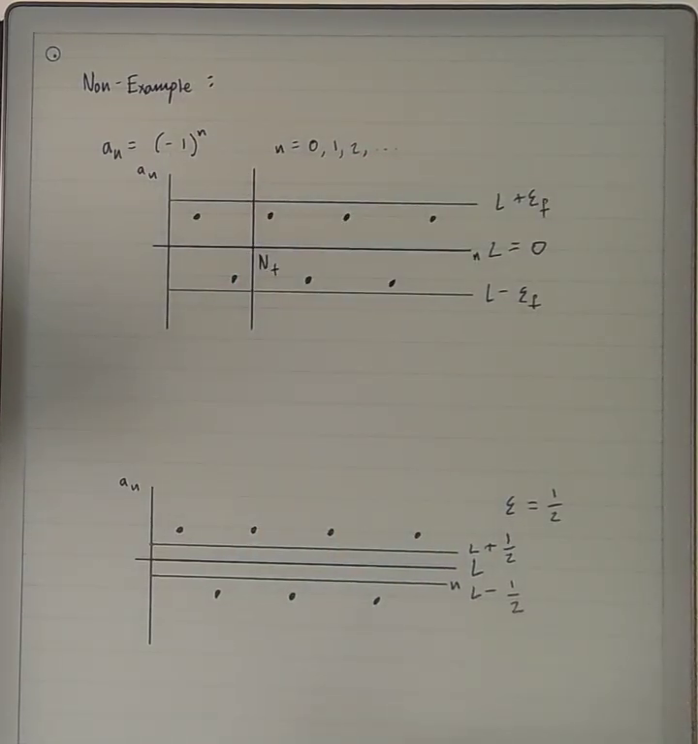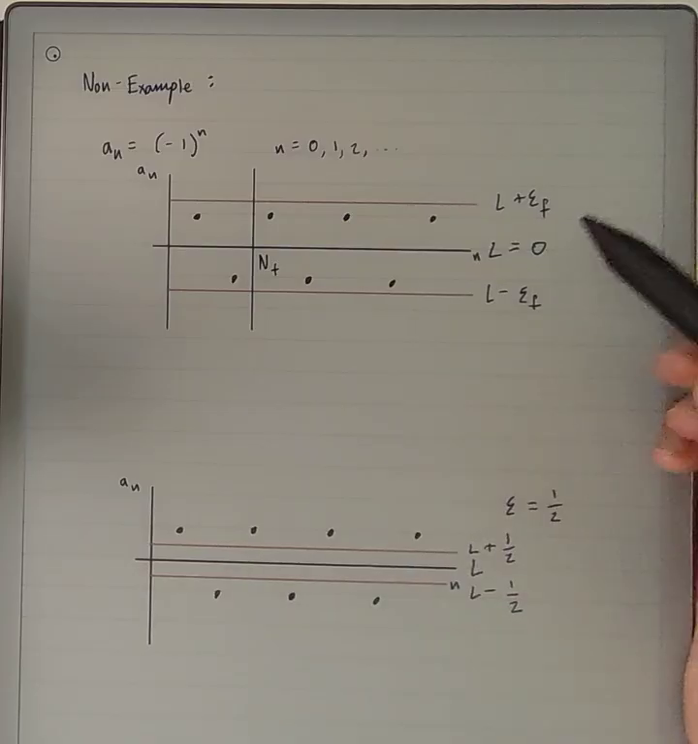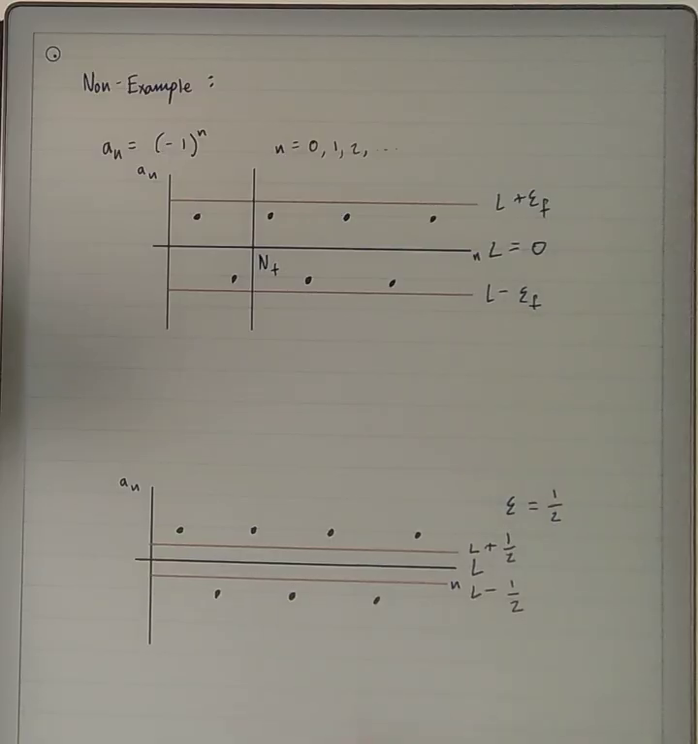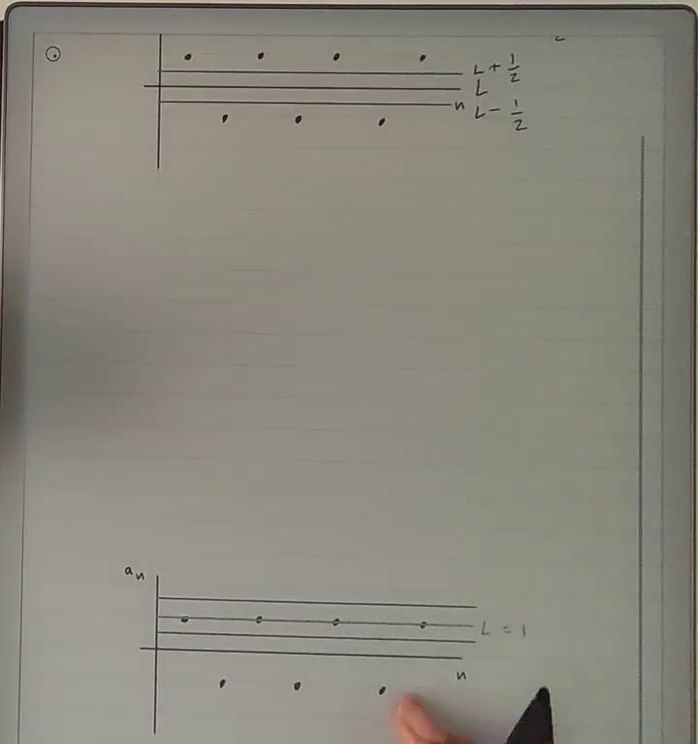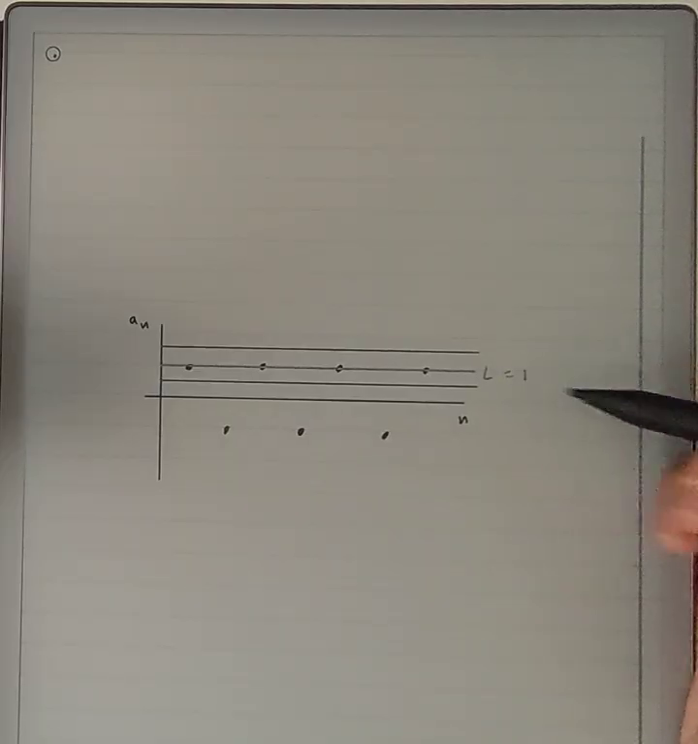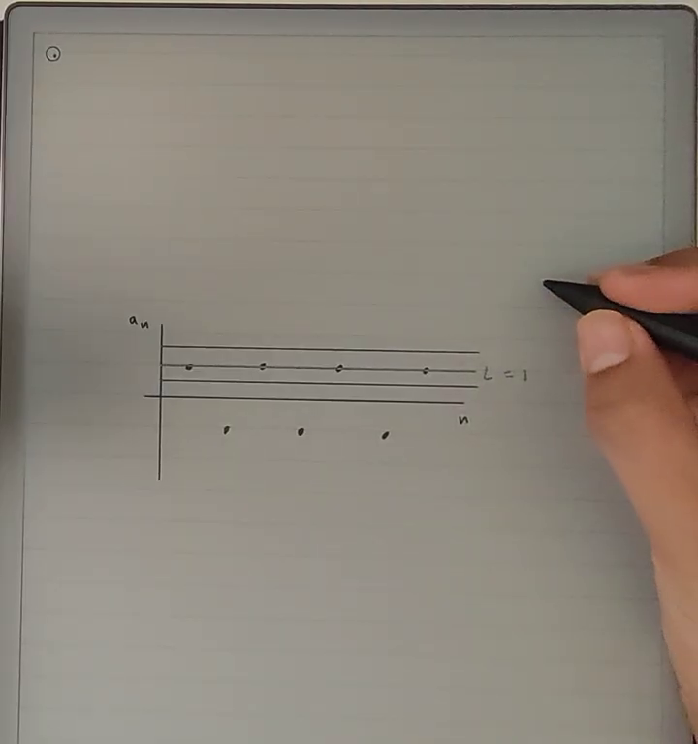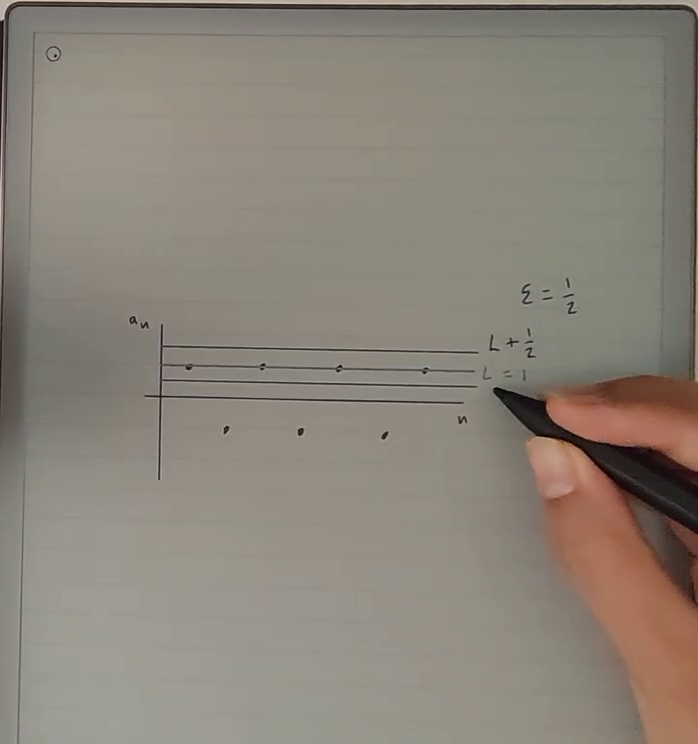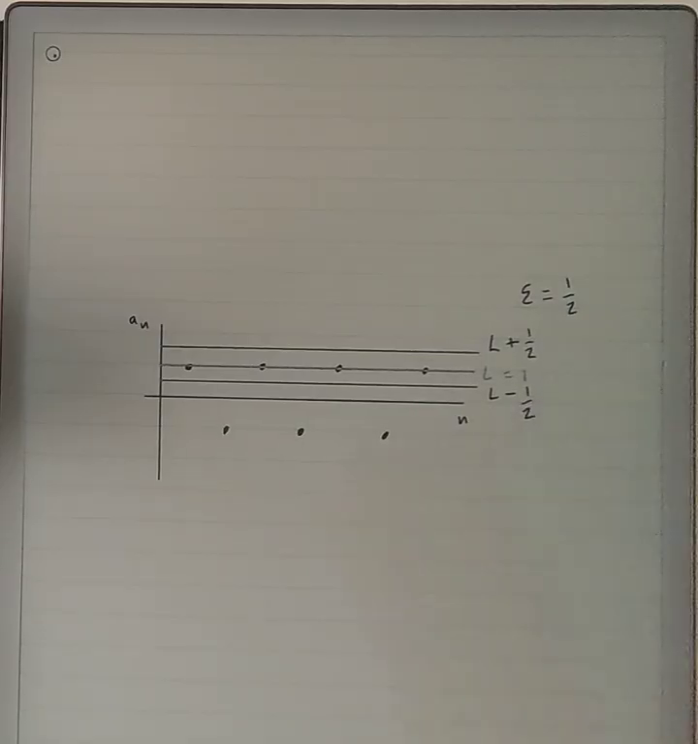Now you might be saying, Shreya, we picked the limit to be 0. Would we still meet the definition of convergence if we picked a different limit? That's a great question. Let's try one example. So I let L be 1, and we picked the same epsilon, so let epsilon be equal to 1/2 again. So this is L plus 1/2, and this is L minus 1/2.